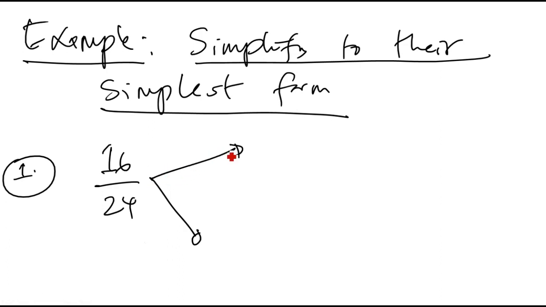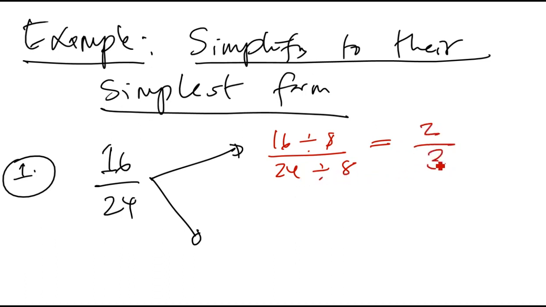So I take the biggest one. 16 divided by 8, 24 divided by 8. 16 divided by 8 is 2, and 24 divided by 8, you get 3. You see? This is the simplest form.